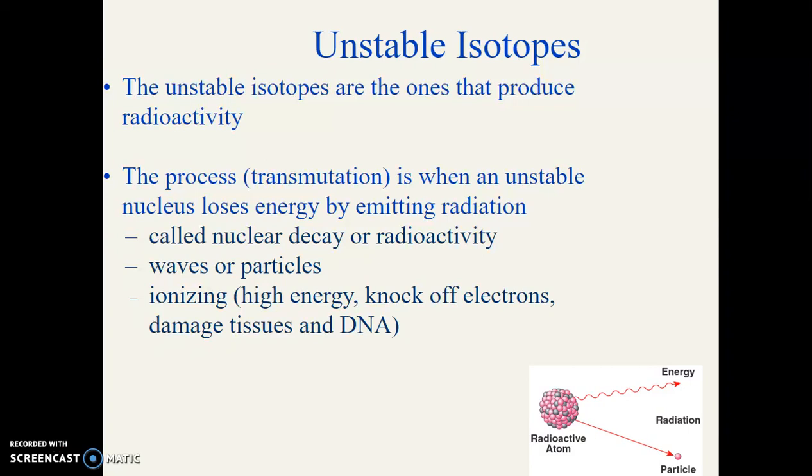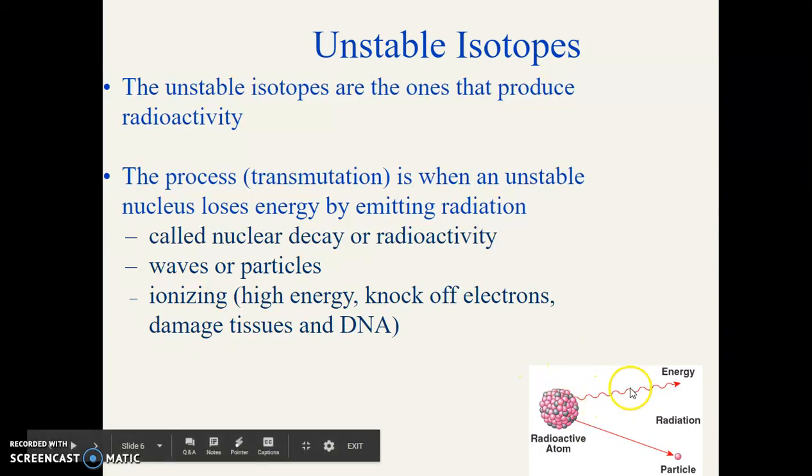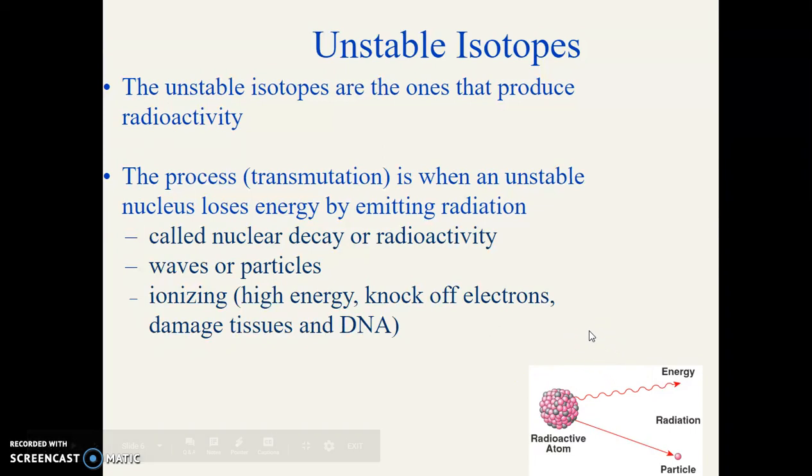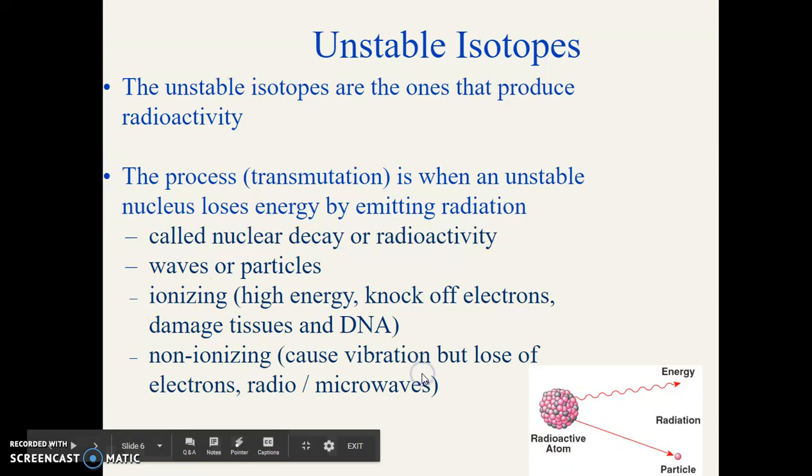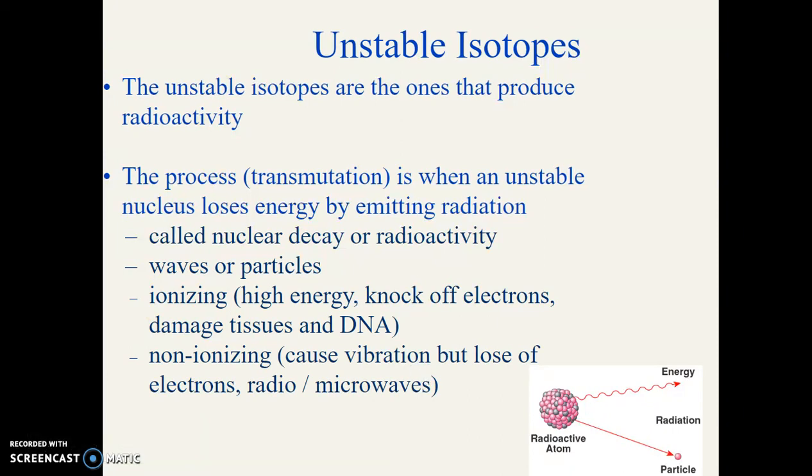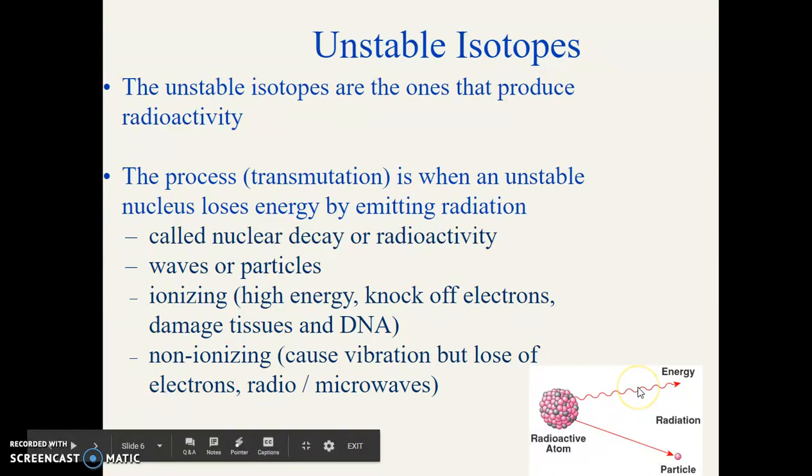The energy that comes off tends to be ionizing, which is very high energy. These gamma rays can knock electrons off other atoms. It can damage tissues and damage DNA, so it's not the good type of radiation to have. The non-ionizing stuff causes vibrations of atoms and electrons, but not the loss of electrons, like radio waves and microwaves. So we're talking on the gamma ray end of things, X-rays and gamma rays.